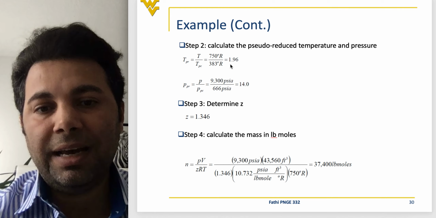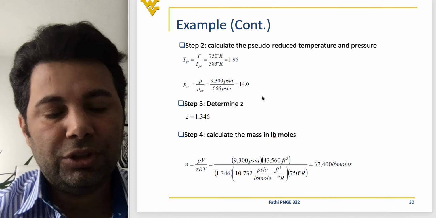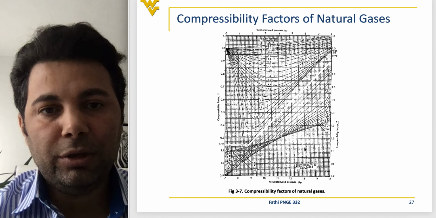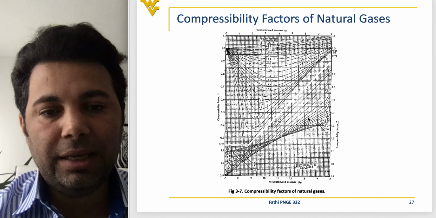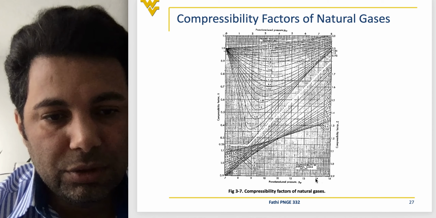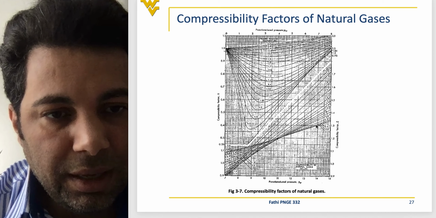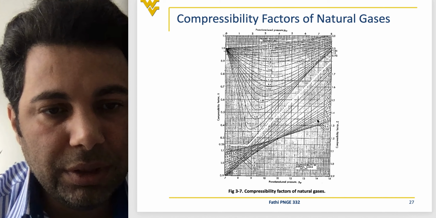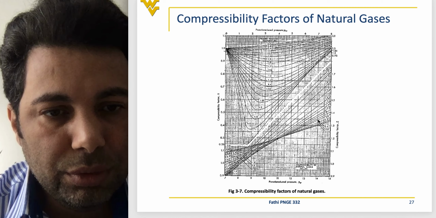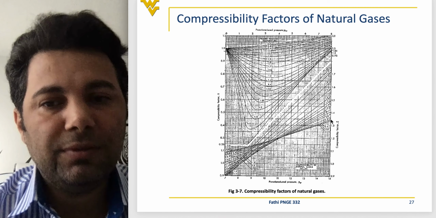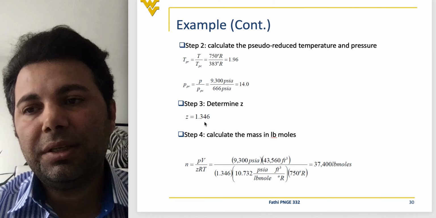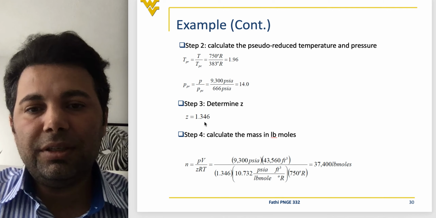Okay, I need to find the Z value, so I check my Z chart. With 14 and 1.96: the PPR is 14, which is more than 8, so I go to the lower part. I draw a line from 14 up, and the pseudo-reduced temperature was 1.96, very close to 2. So this is 1.9, this is 2, and Z becomes roughly 1.35. The actual value is 1.346, so with the rough estimation, I got a very close number.